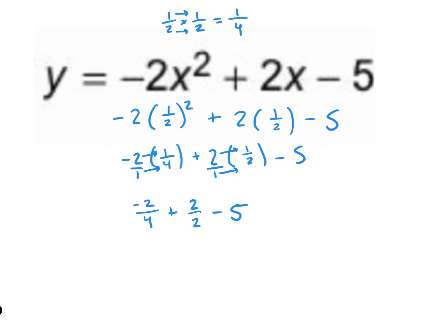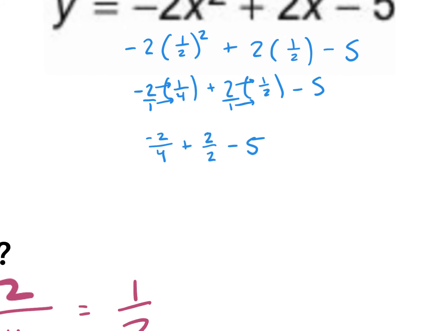Minus 5. Can I simplify negative 2 over 4? Yep, it would be negative 1/2. And can I simplify 2 over 2? Yep, that would be 1. So I'd have plus 1 minus 5. What's 1 minus 5? Negative 4. So I would have negative 1/2 minus 4.